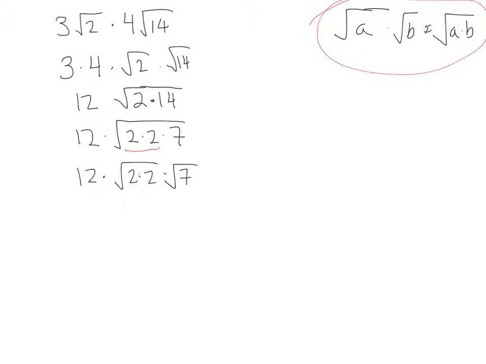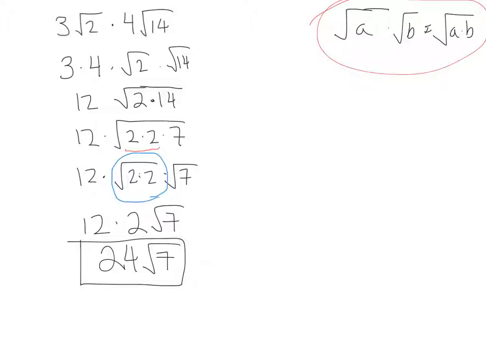But in this case, what we know is that the square root of 2 times 2 is the square root of 2 squared. So we're unsquaring 2 squared, which means that answer is 2. What this effectively means is we can pull a 2 outside the square root sign, since we have a pair of 2's inside the square root sign. We can't pull the 7 out because there's only one factor of 7 in there. So our final answer is going to be 24 root 7. And that would be the finish to this problem right there.